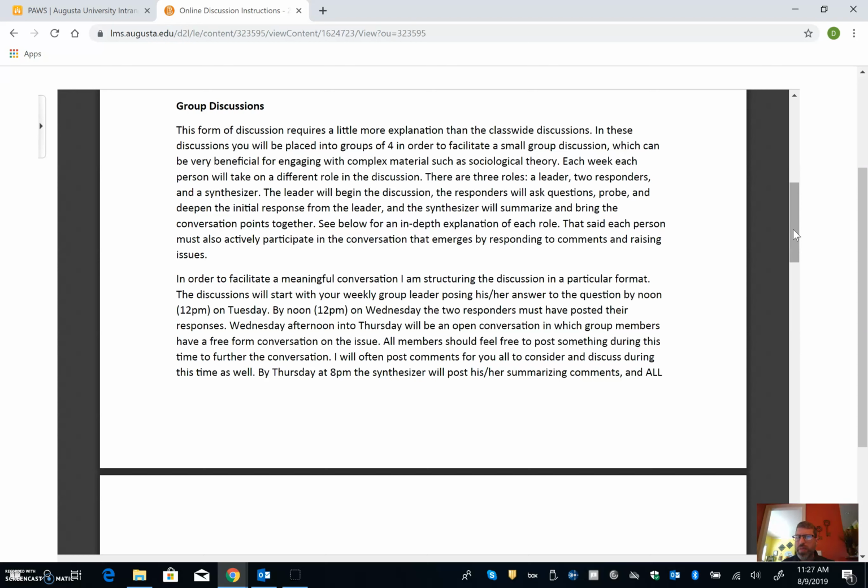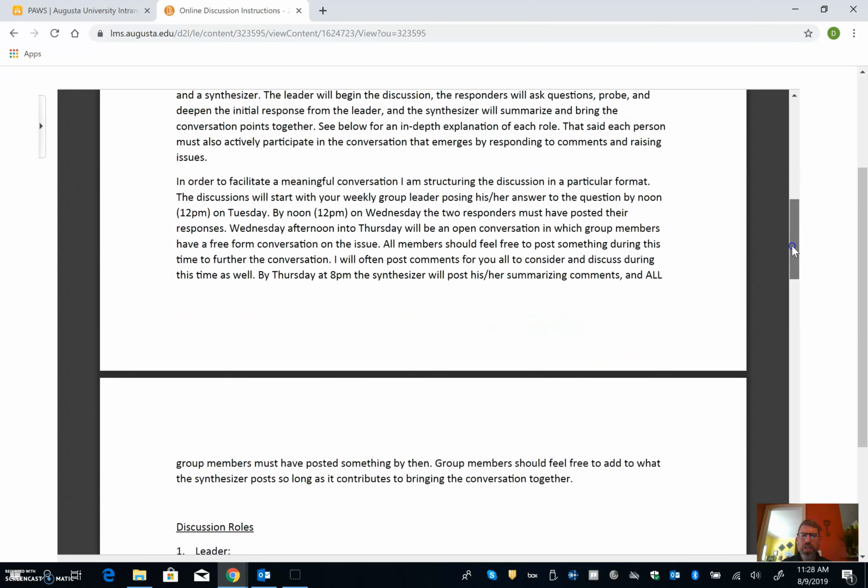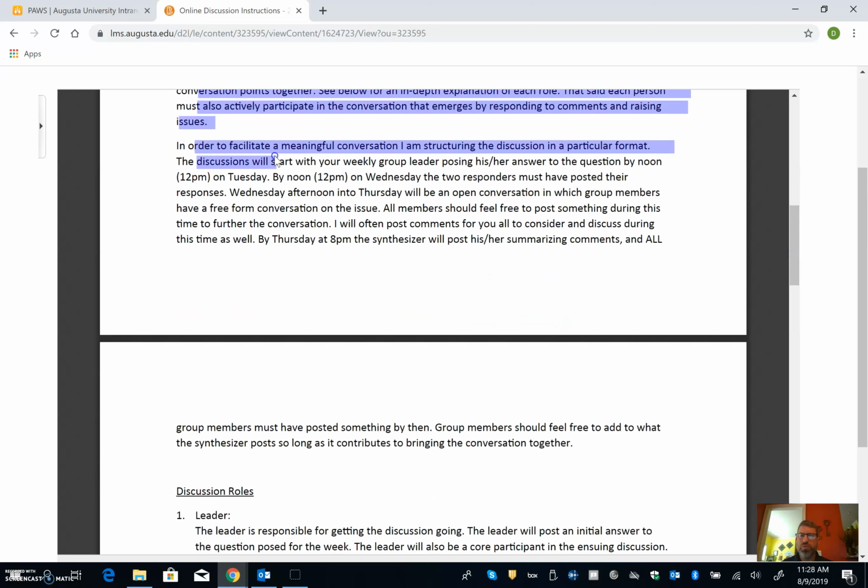Though I should say everyone will be involved in the overall discussion phase after the responders have responded to whatever the discussion leader has posted. So let's look at how this particular structure is going to work. This will start on Tuesdays, and by Tuesday at noon, each of the discussion leaders needs to have posted their initial response to the question. Then there'll be a 24-hour period where the responders have a chance to respond to that post, and both responders must, in that 24-hour period, respond to whatever the discussion leader has said. So by noon on Wednesday, both responders in the group need to have posted their responses.